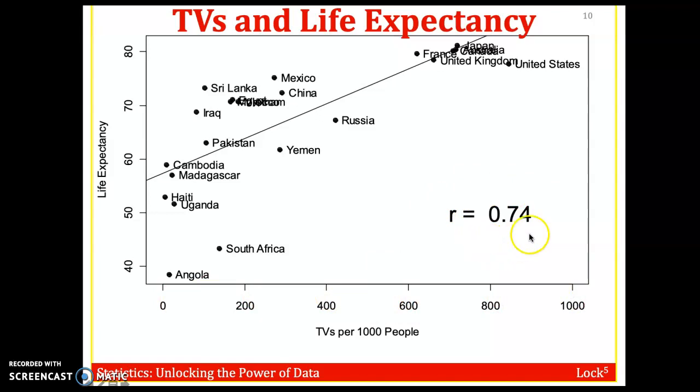And in chapter 2, we're going to talk about this R. So if that means nothing to you right now, ignore it. We'll come back to this correlation value R in chapter 2. But hopefully you see there's definitely a trend here. The more TVs per capita, the higher the life expectancy.